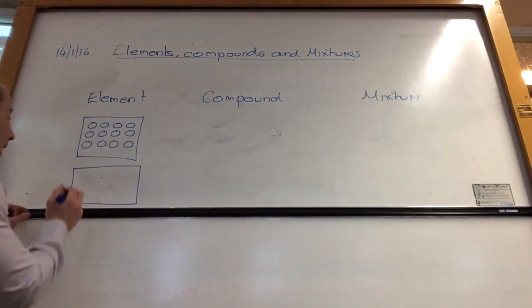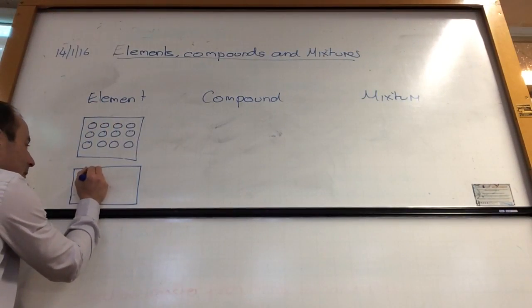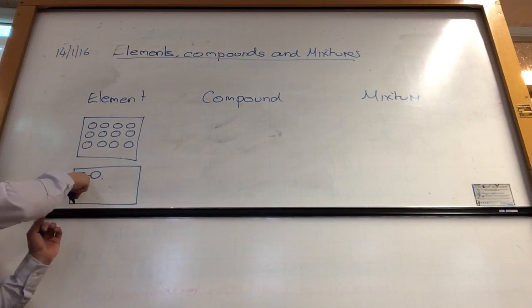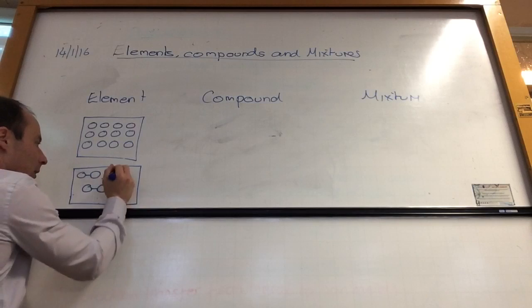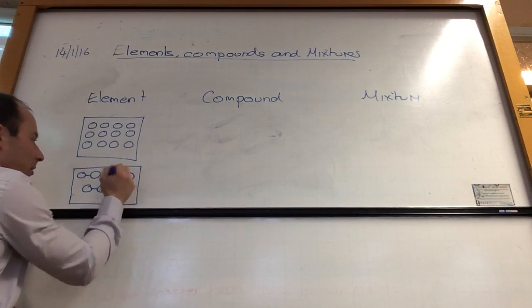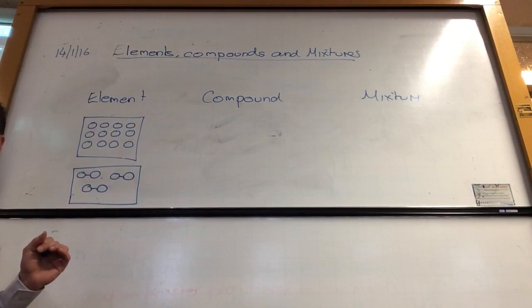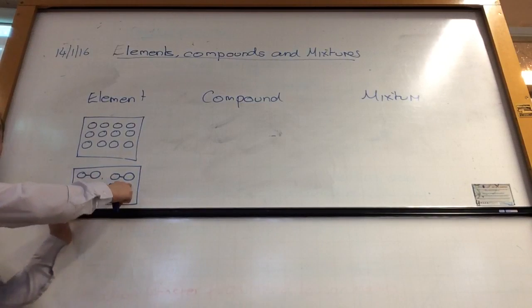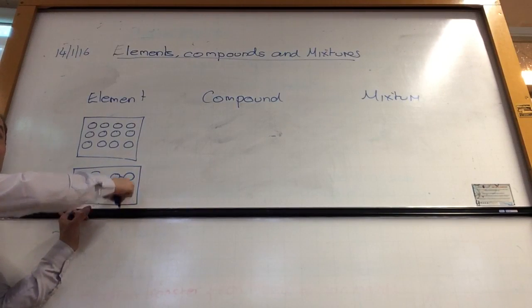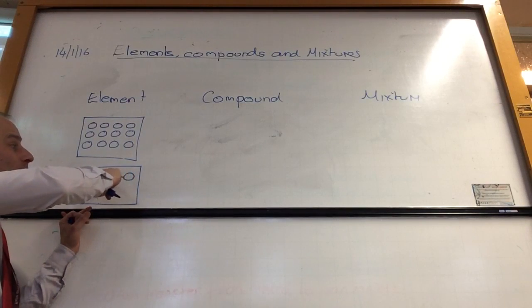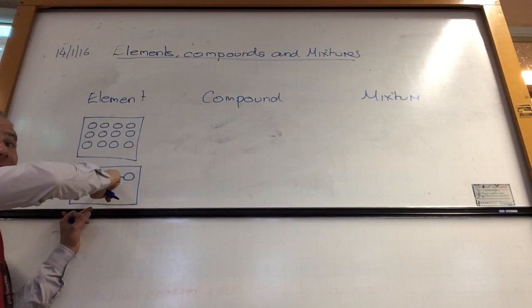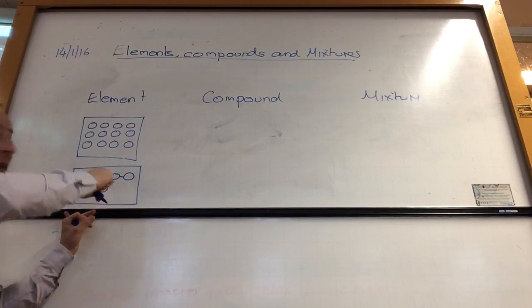Would this be an element? If my little atoms were joined together, that's a chemical bond. If I draw a few more, so these little atoms, would that be an element, or are my particles the same? Well, my particles are the same, so we're still talking an element. Although they're joined together, my two particles are still exactly the same. So these are all the same, so it's still an element.